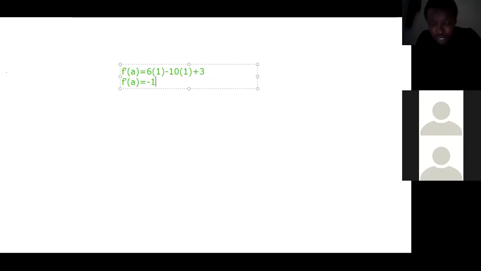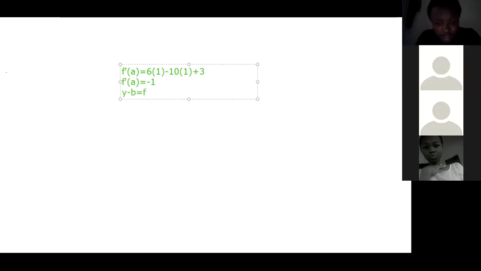And so now we have this. Then we come and substitute it into our general equation. Our general equation is what? y minus b is equal to f prime of a into bracket x minus a.